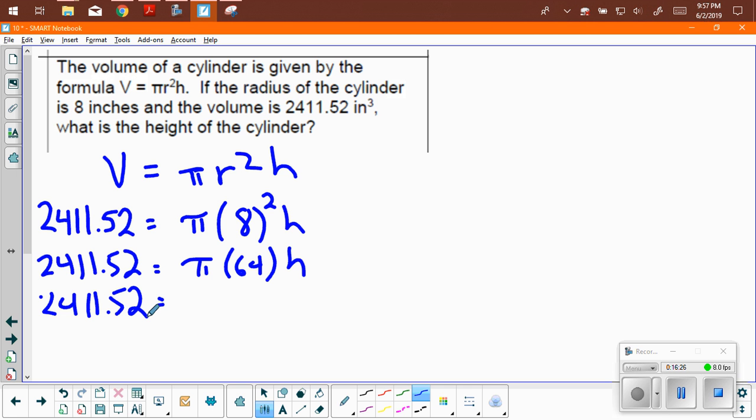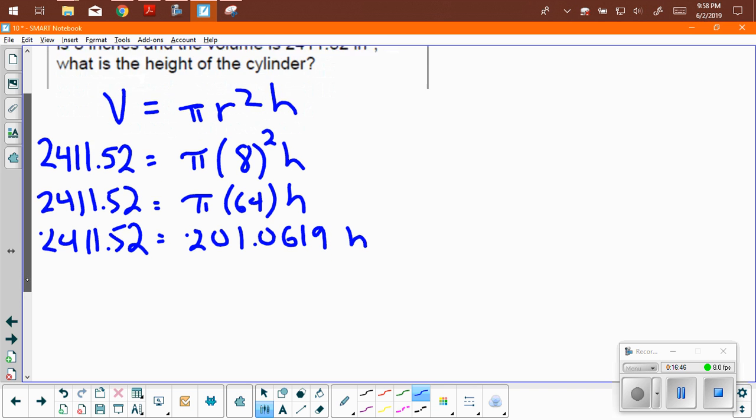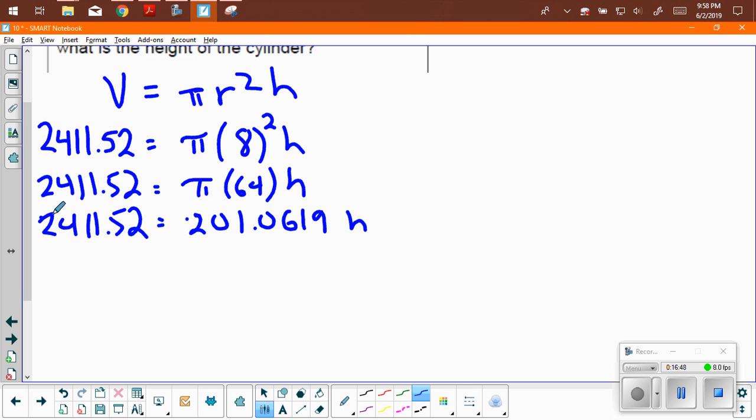Now I'm using my pi button, and I'm going to round off to, let's say, 4 decimal places for the moment. We'll see how accurate this thing can be. So 201.0619 times h. And that's all I can do on the right because I just have a number times h. But we know how to tidy that up. I can divide both sides by that number. So divide that by 201.0619.